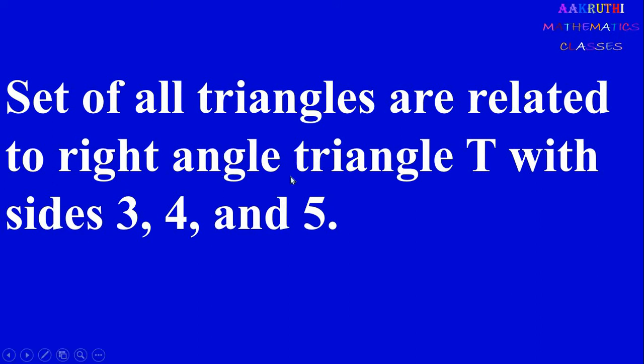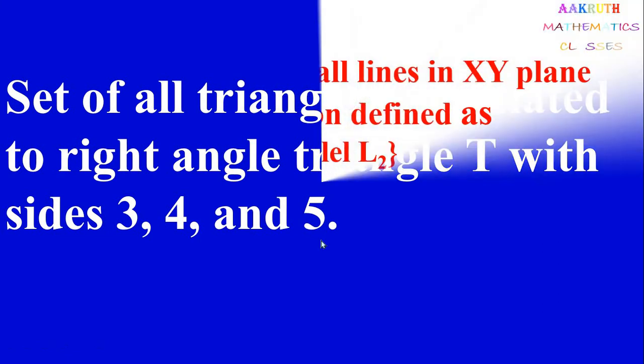Consider a right angle triangle, they have only 3 sides. Since a triangle has 3 sides, any triangle is related to the right angle triangle with sides 3, 4 and 5.